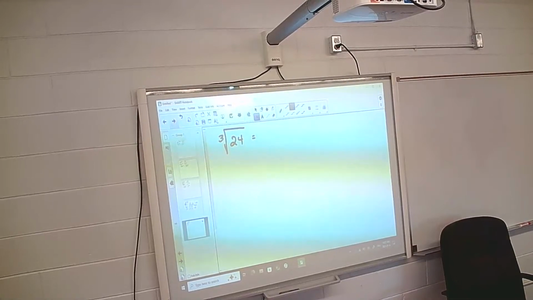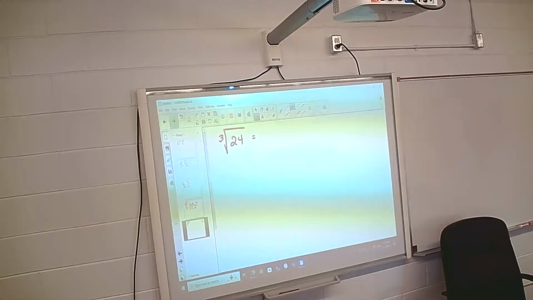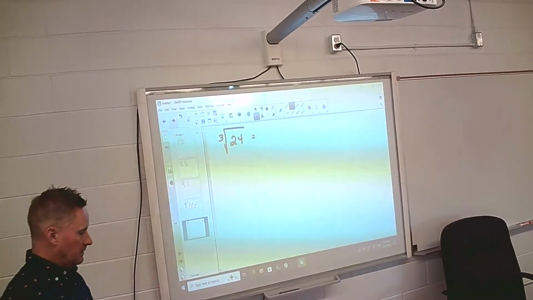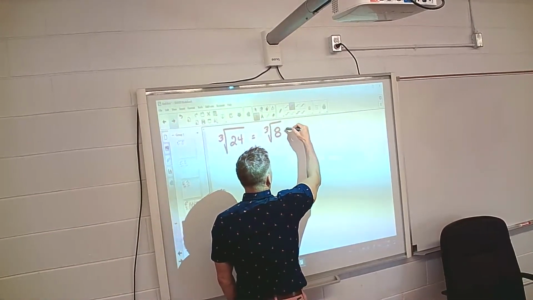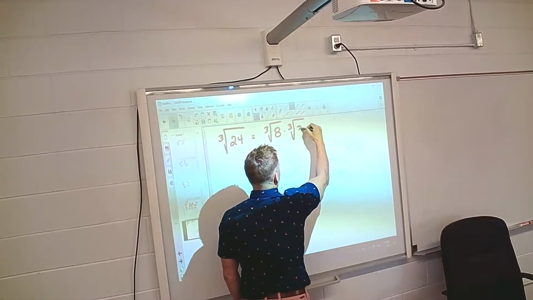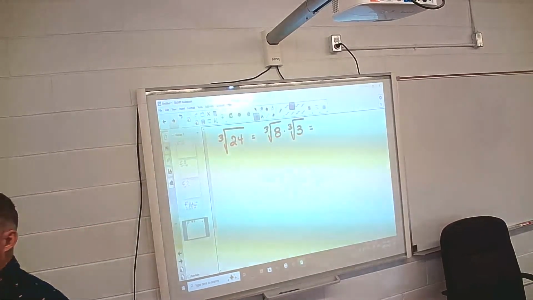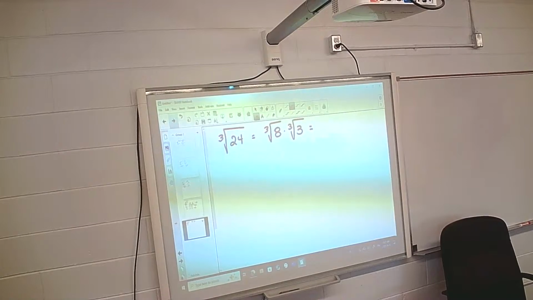I want a perfect cube now that is a factor of 24. 8. You only got one option. What do I times 8 by? 3. So I go cube root of 8, cube root of 3. What is the cube root of 8? 2.